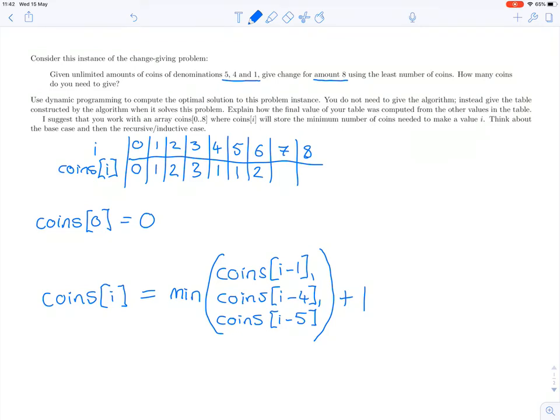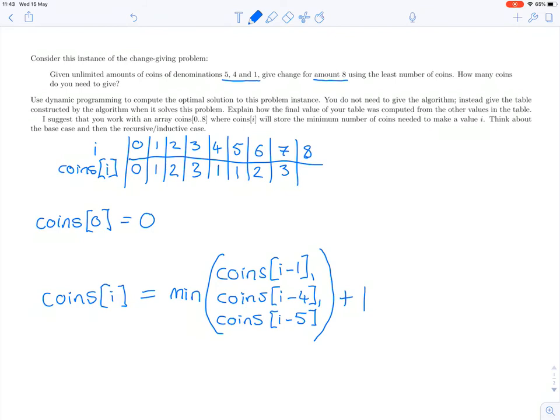Okay, so for 7, again, we look back 1, 4, and 5. Again, I have 2 equal minimums, which is a 2, so I add 1 to it to give me a 3. So this corresponds to giving a 5 and two 1s, and I could do that in any order.